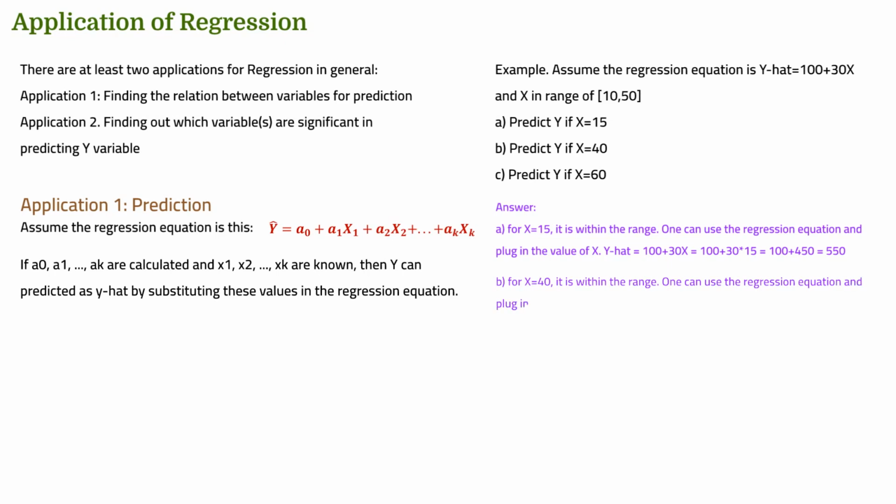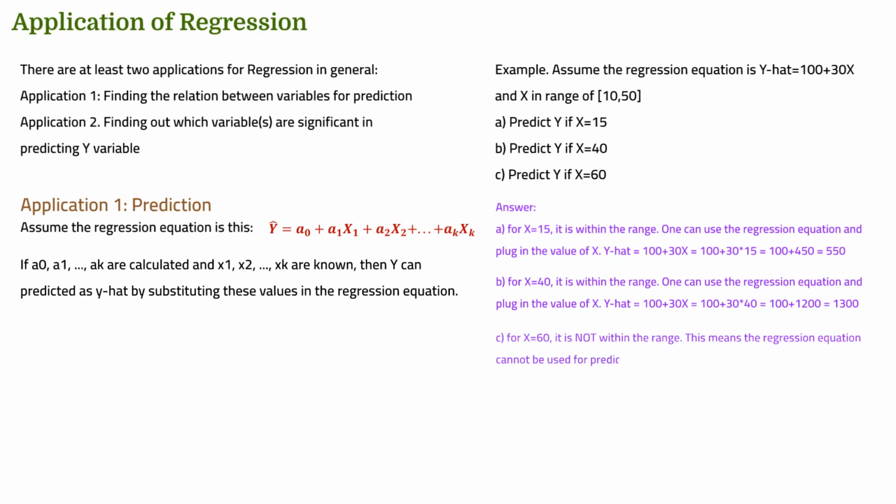For part B, x equal to 40, it is within the range. One can use the regression equation and plug in the value of x. Y hat is equal to 100 plus 30x. X is equal to 40. Substituting 40, it will be 1300. For part C, x equal to 60, it is not within the range of 10 to 50. This means the regression equation cannot be used for prediction here in the case of C.